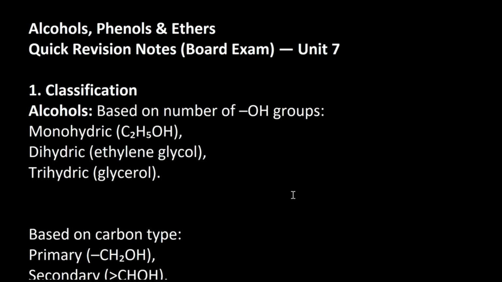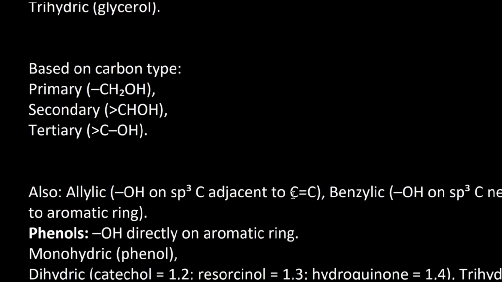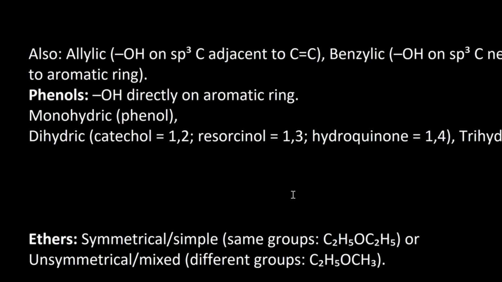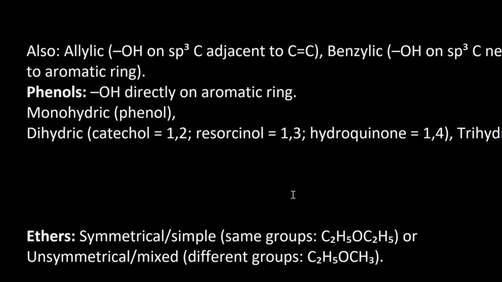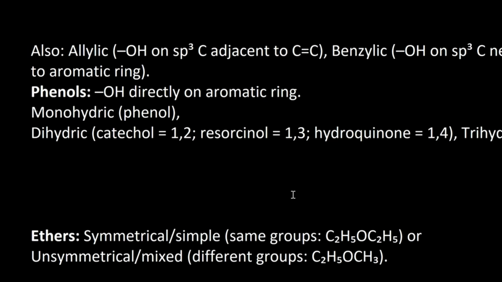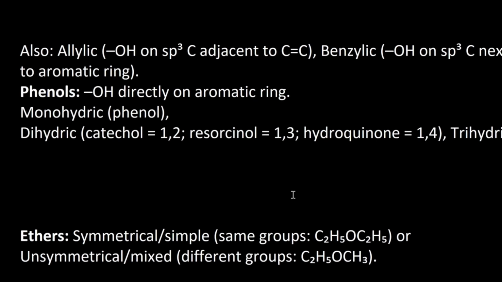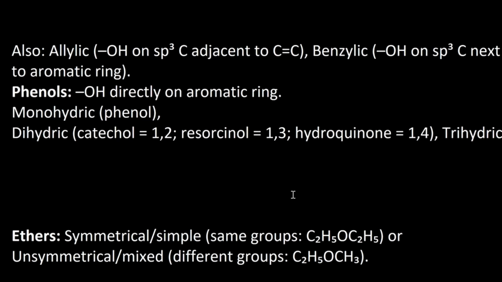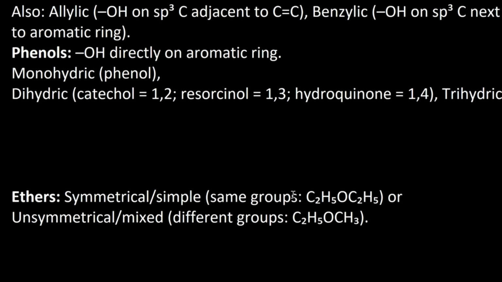Alcohols, phenols, and ethers. Let's just quickly go through the theory part involved in this chapter. I'm just skipping those reactions. Let's see the classification: monohydric, dihydric, trihydric, and based on the carbon type, we have primary, secondary, and tertiary, and also we have allylic, benzylic, and vinylic, depending on the hybridization present over there. There we have monohydric phenol, dihydric phenol. Depending on that, the name will change. Catechol, resorcinol are also formed.